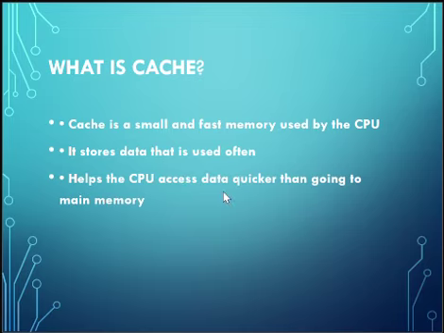So what exactly is a cache? Think of it like a super fast mini storage that sits right next to the CPU. It stores the data that the computer uses often, so the CPU doesn't have to keep running back to the main memory for it. That saves a lot of time.